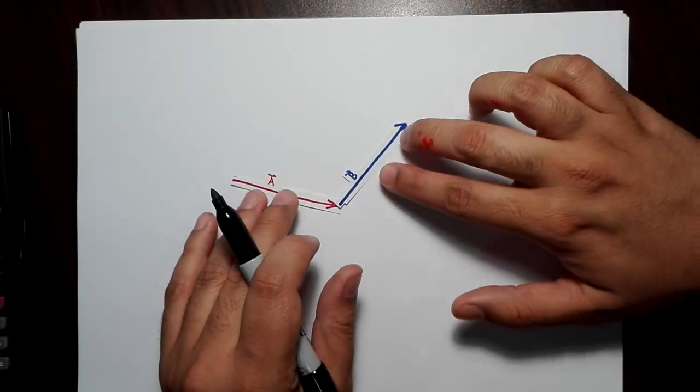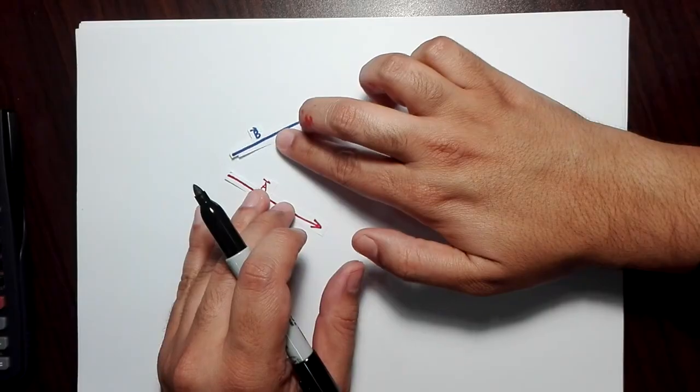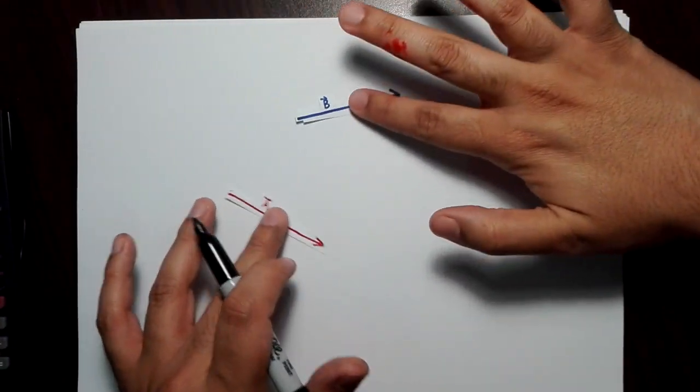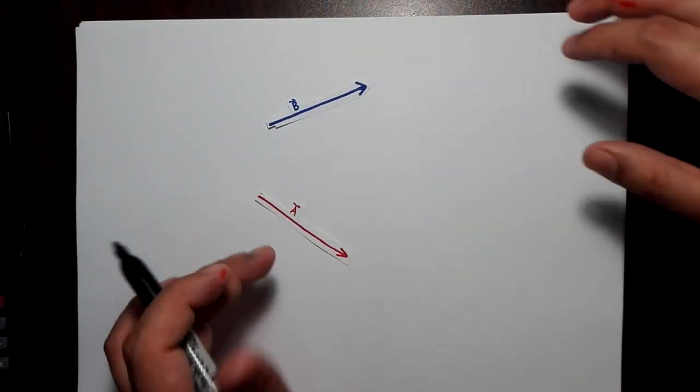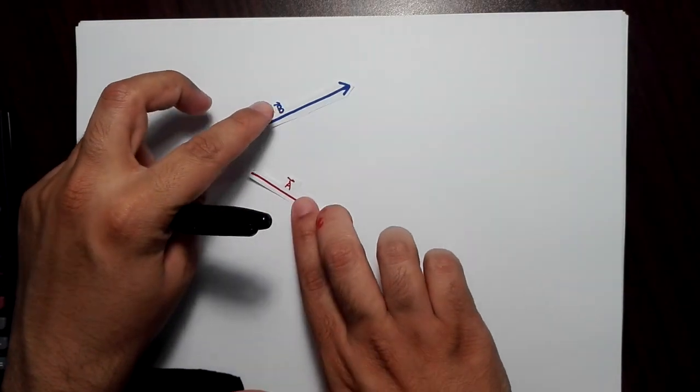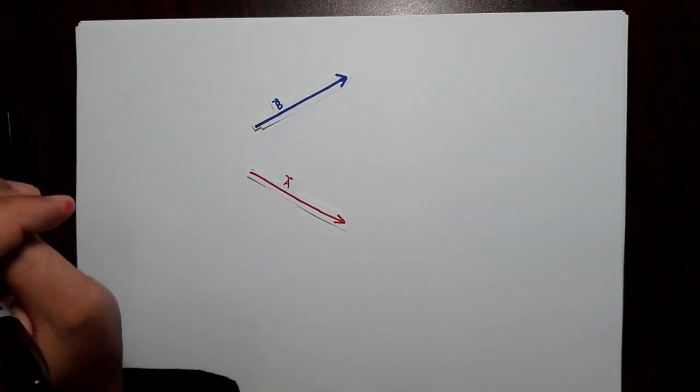So let's say you have two vectors like this. No matter where you take the vector, it doesn't change, right? As long as it is pointing in the same direction. So let's say you have two vectors over here. Now I want to add these two vectors. How would you do that?